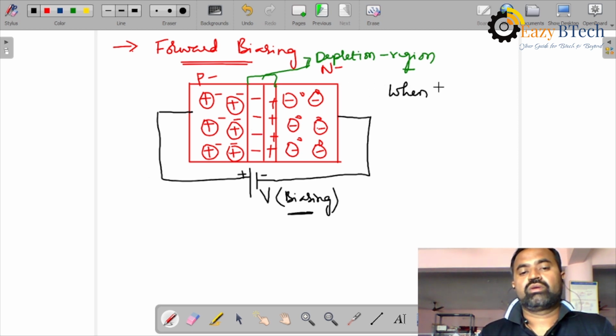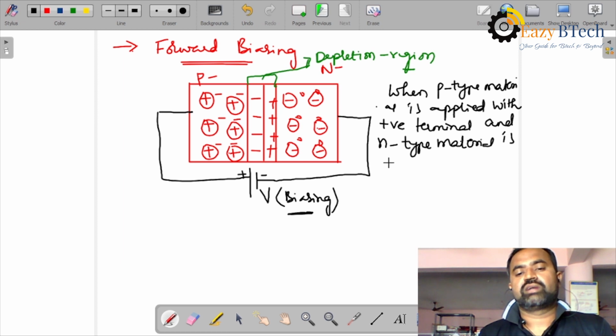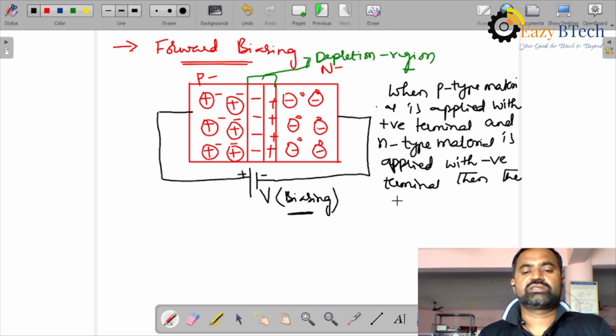When P-type material is applied with positive terminal and N-type material is applied with negative terminal, then the diode is said to be forward bias.